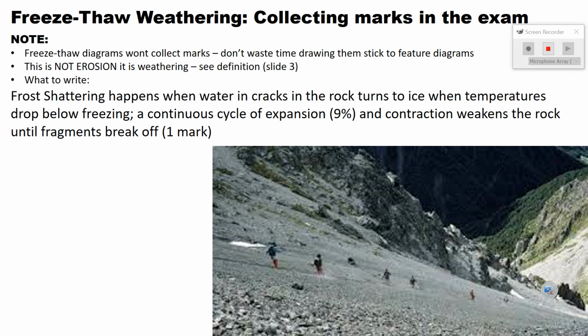So if you see me referring to frost shattering, which I have here, it's when water in cracks turns to ice when temperatures drop below freezing. A continuous cycle of expansion (9%, and that's the extra bit you don't actually need) and contraction weakens the rock until fragments break off.